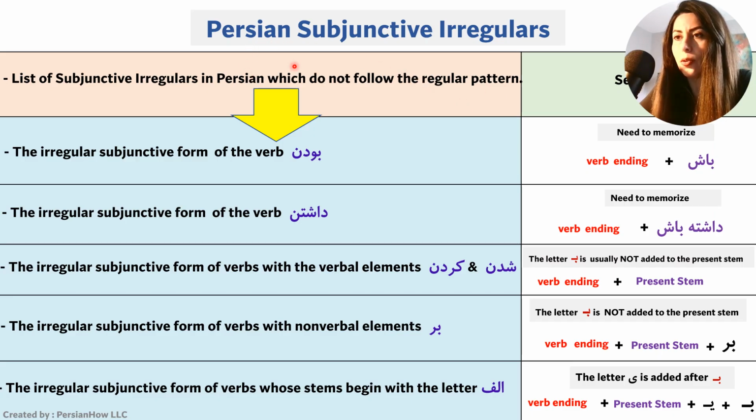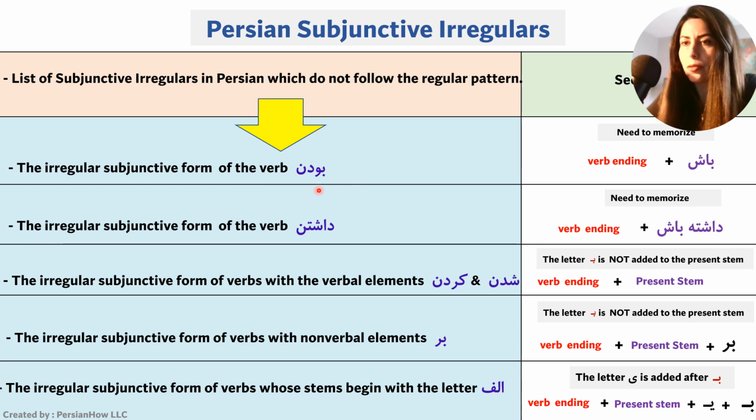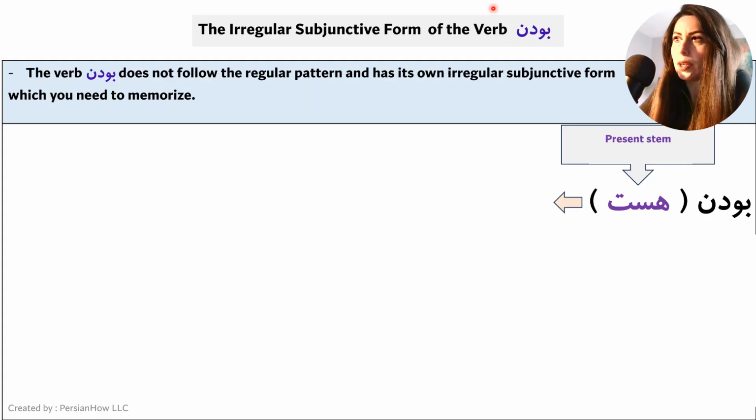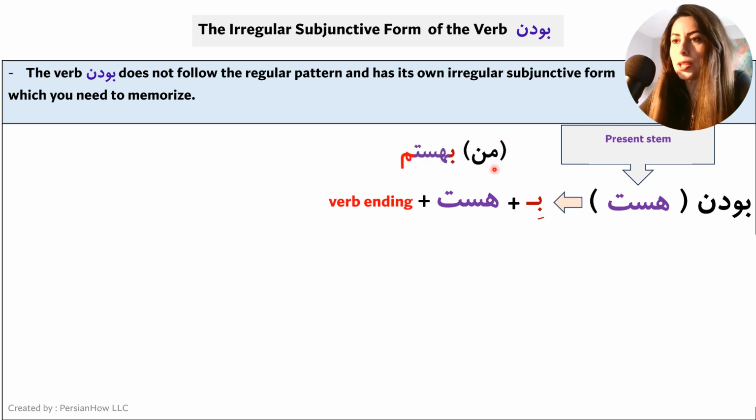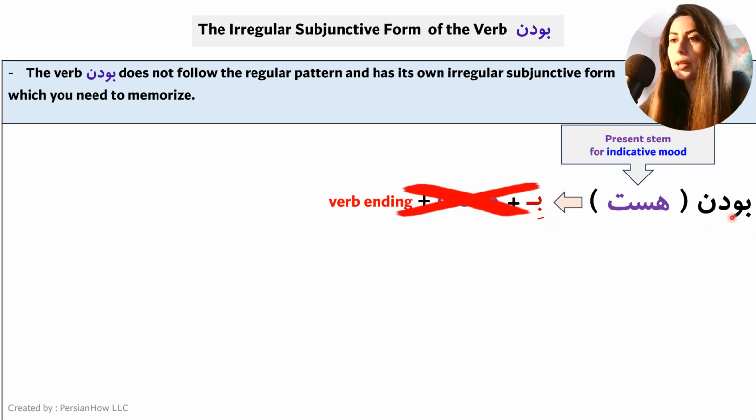So now we are going to go over the irregulars. They do not follow the regular pattern, so they're also important to learn. We are going to start with the first one, which is the irregular form of the verb بودن. For the verb بودن, if we follow the formula that we just learned, then we need to attach be to the present stem, right? For example, let's say if the subject is man, then it should be something like به هستم, right? But no, this is an irregular form, so we do not follow the formula for this verb.